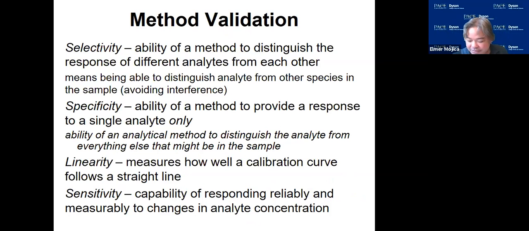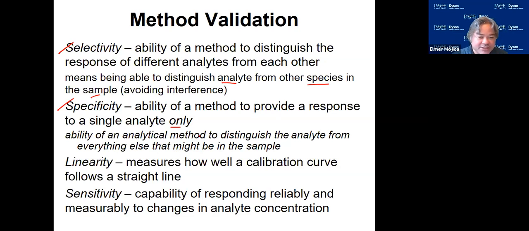Okay. So in addition to that, other stuff that they use in method validation: selectivity and specificity. How do they differ from one another? Selectivity is the ability of a method to distinguish the response of different analytes from each other. It means being able to distinguish the analyte from other species in the sample. Specificity, on the other hand, is the ability of the method to provide a response to a single analyte only.